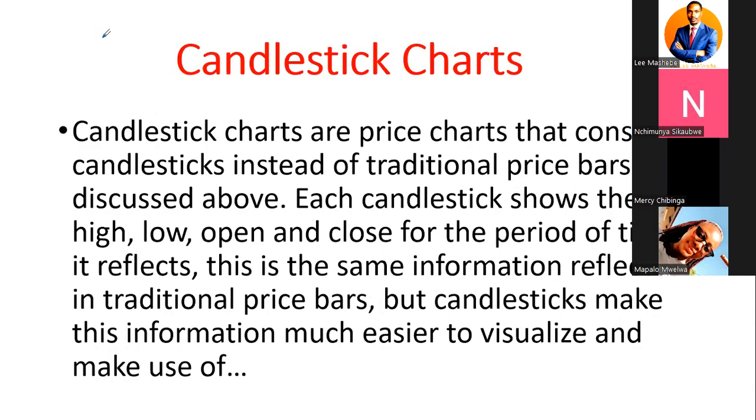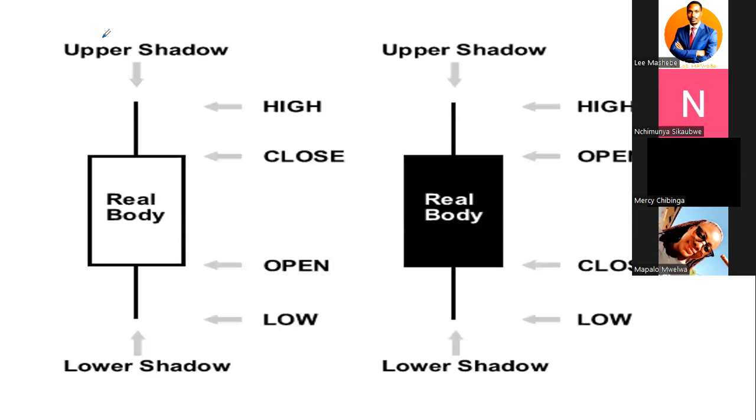Now let us go to a candlestick chart. It has some characteristics of a bar chart, but this one gives more information. Remember, the bar chart is known as the traditional chart, or a standard chart. The candlestick chart has more information to give. Now, this is how a candlestick chart looks like.